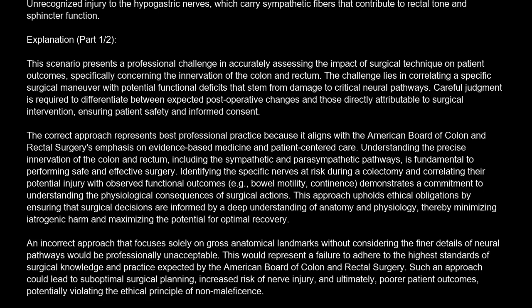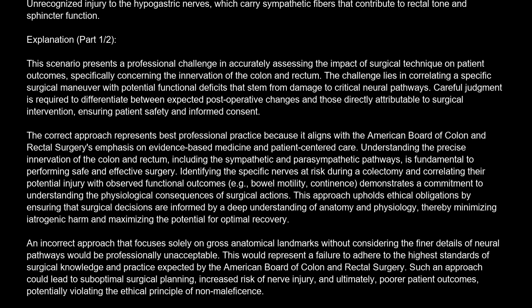Understanding the precise innervation of the colon and rectum, including the sympathetic and parasympathetic pathways, is fundamental to performing safe and effective surgery. Identifying the specific nerves at risk during a colectomy and correlating their potential injury with observed functional outcomes, e.g., bowel motility, continence, demonstrates a commitment to understanding the physiological consequences of surgical actions. This approach upholds ethical obligations by ensuring that surgical decisions are informed by a deep understanding of anatomy and physiology, thereby minimizing iatrogenic harm and maximizing the potential for optimal recovery.